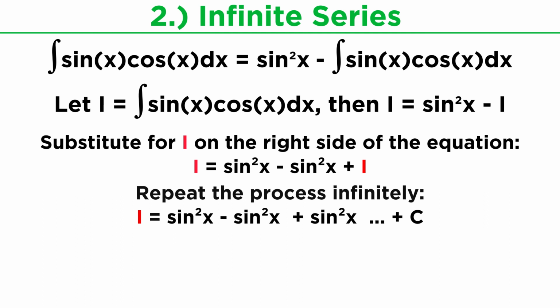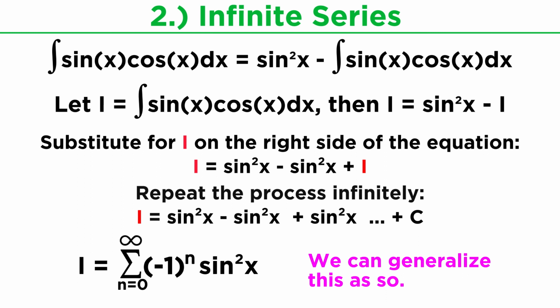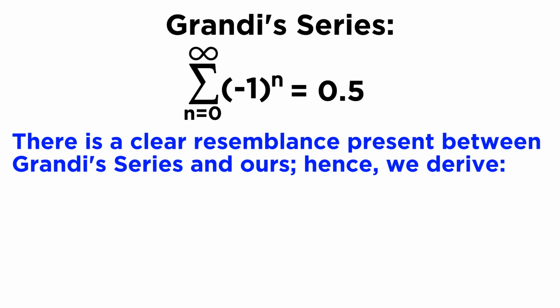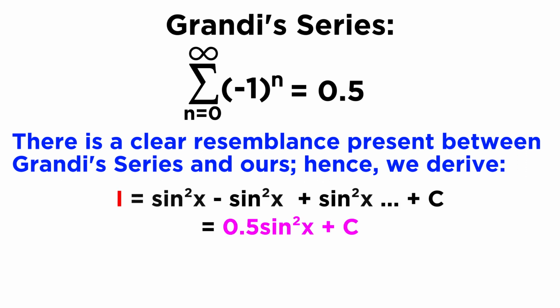We can generalize the series as the sum of -1 to the power of n times the sine squared x as n goes from 0 to infinity. We notice something peculiar in our series, as the -1 to the power of n clearly resembles Grandi's series, which alternates between 1 and -1 an infinite number of times. Grandi's series mathematically converges to 1/2, from which we can derive that the solution to our series is 1/2 of sine squared x plus c.